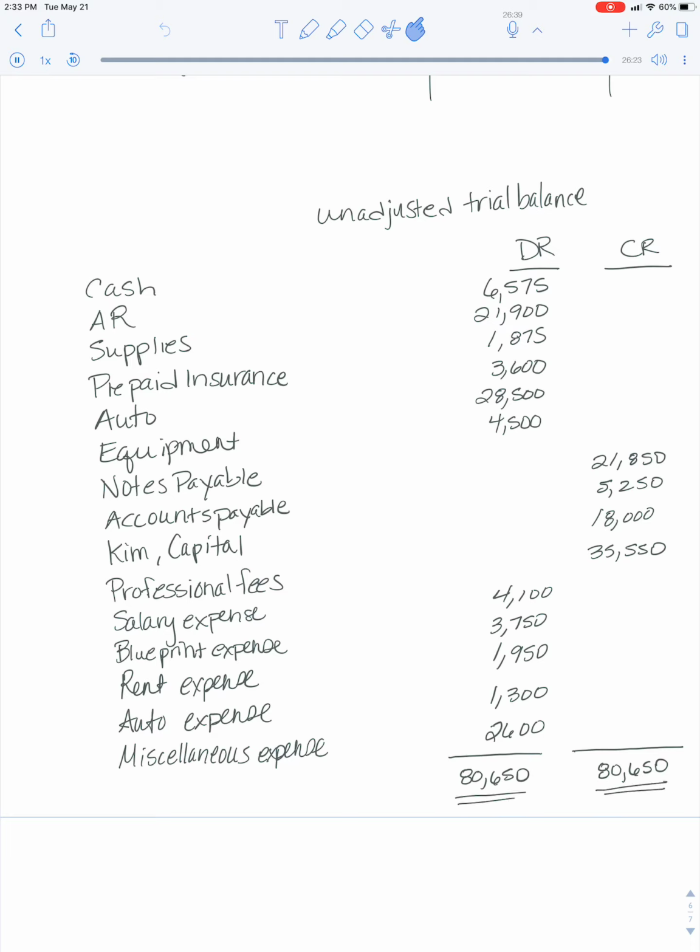So that's what I love about accounting, is that you know you're right when you balance. So when your debits equal your credits, you know that you've got the right answer because those numbers are the same.